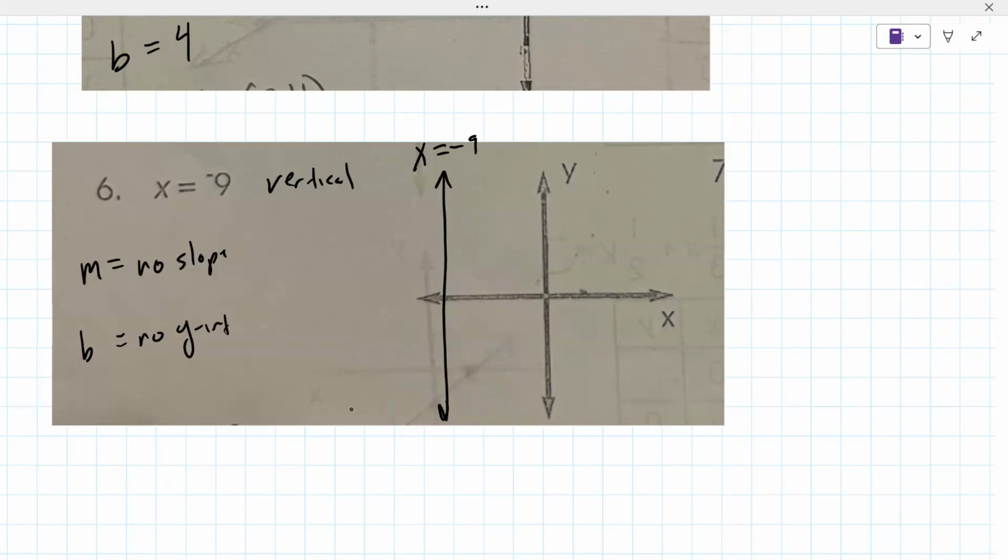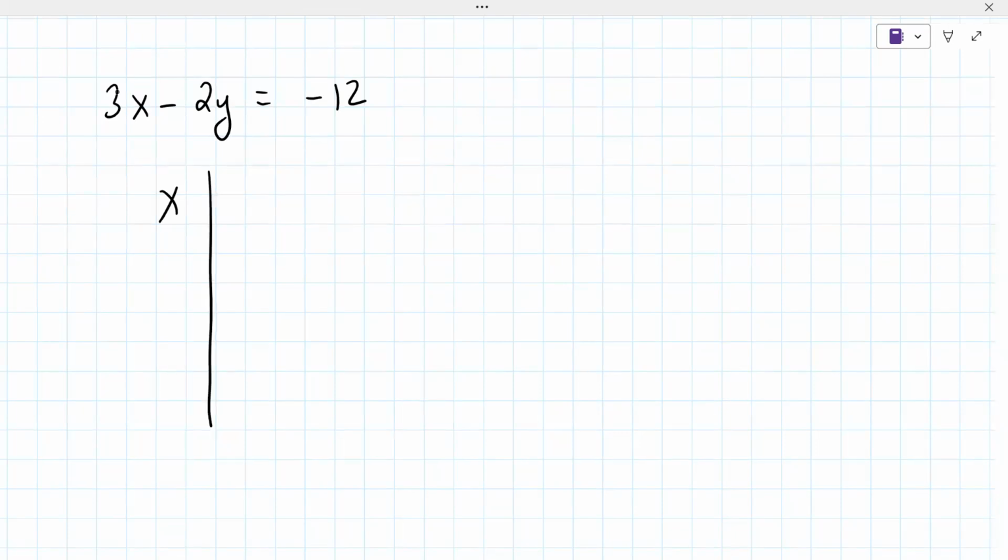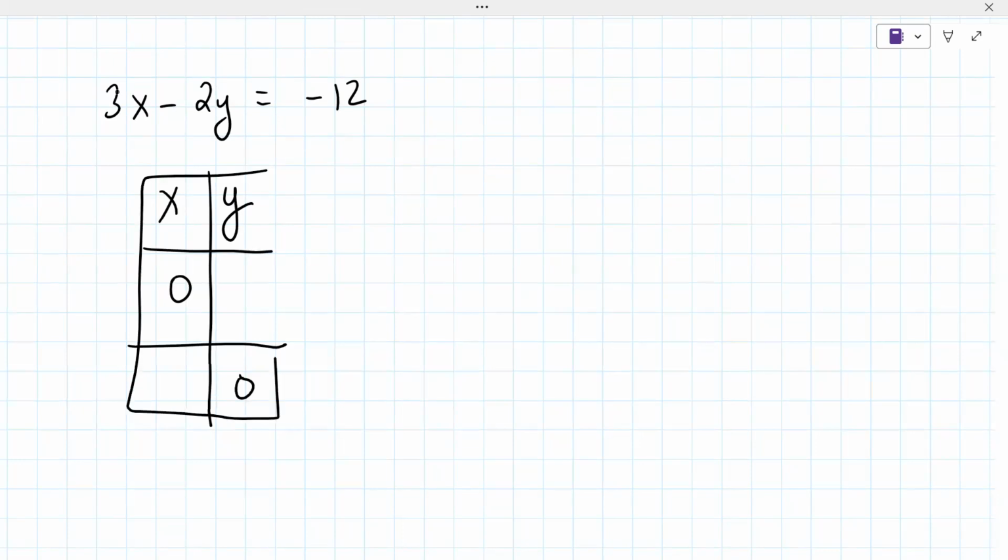Okay. All right, any questions on that? No. Okay. So let's do some other problems like this. Let's do a little review from last time. Let's say it's 3x minus 2y equals negative 12. I want you to find the x and the y-intercepts for me. Do you remember how to do that from before?